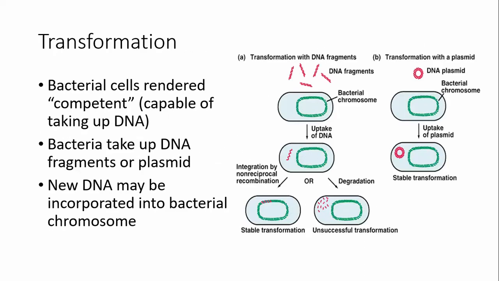So let's take a look at each of these. So transformation, we do this a lot in a lab. You can do what you call making bacterial cells competent, capable of taking up DNA. And if you have DNA around them, either fragments like what you see in part A of this diagram, or a plasmid, which we'll talk about in a moment, like you see in part B of this diagram, you can cause that bacterium to take it up.